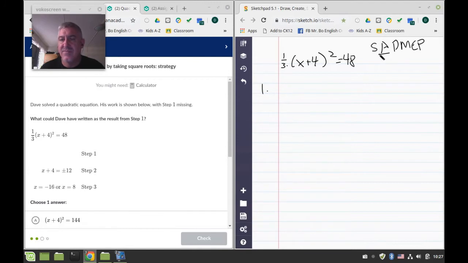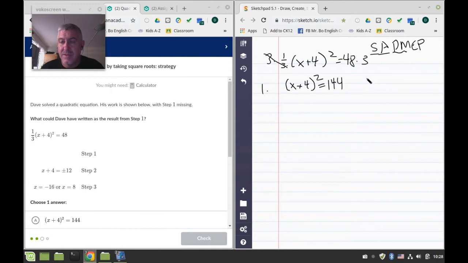So our first step in inverse order of operations is S or A, subtract or add. I don't really have anything here. So we need to divide or multiply. I have times 1/3. So I'm going to do it this way, 3 divided by 3. So our step 1 that's missing should look like this. Let's go one more step.